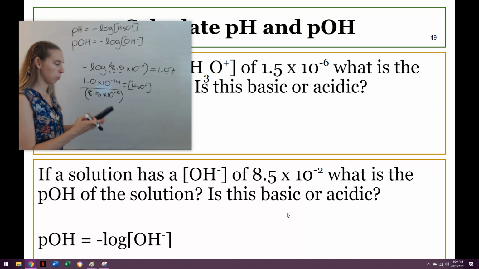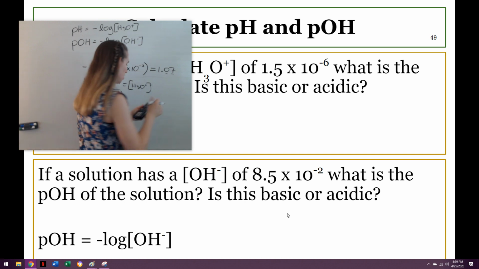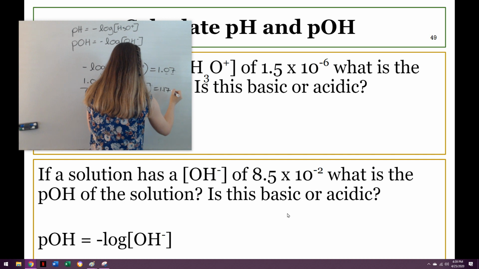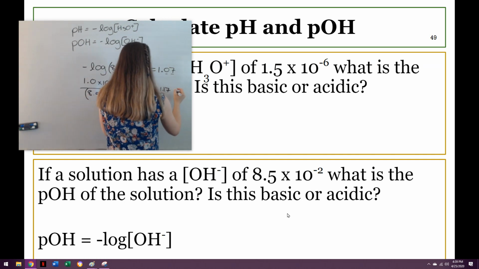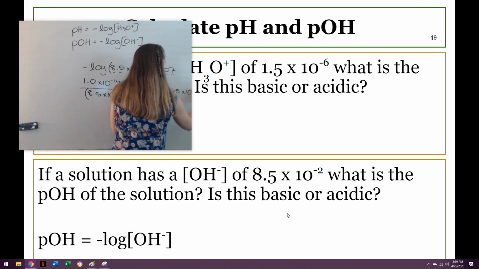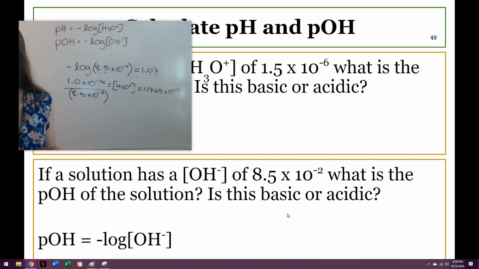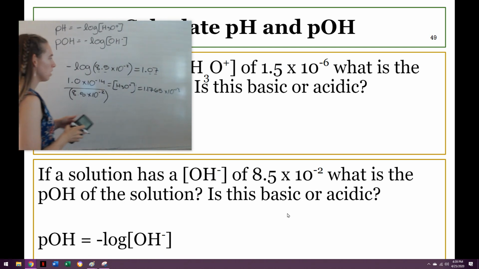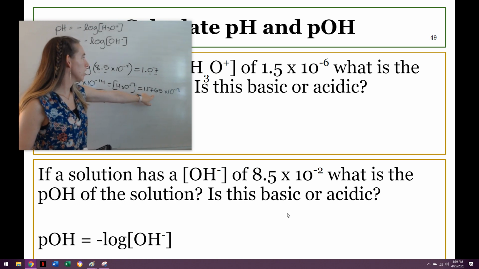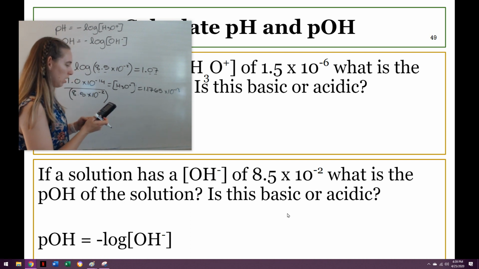So we have 1 times 10 to the negative 14 divided by parentheses 8.5 times 10 to the negative 2, close your parentheses, and our hydronium, the H3O, is then equal to 1.176, let's preserve a few sig figs here, times 10 to the negative 13. Let's move that over a little bit. Okay, so there's your hydrogen ion, and then you can take the negative log of that to actually find the pH so that you could then read your pH scale.